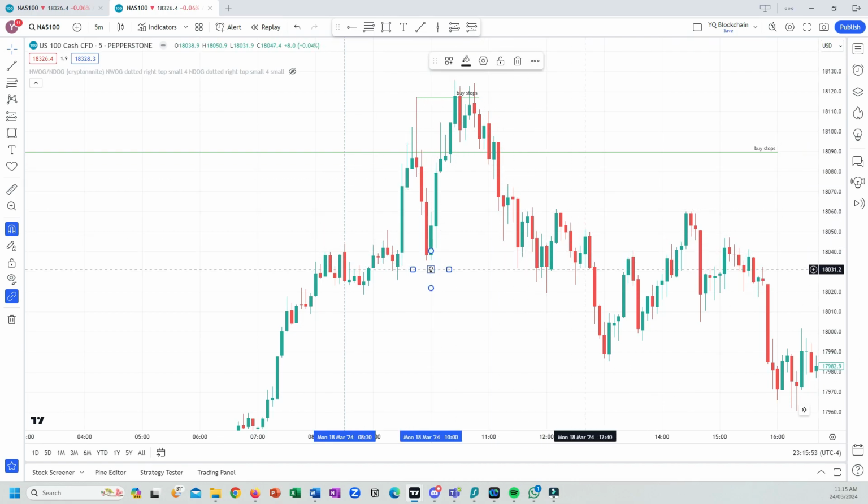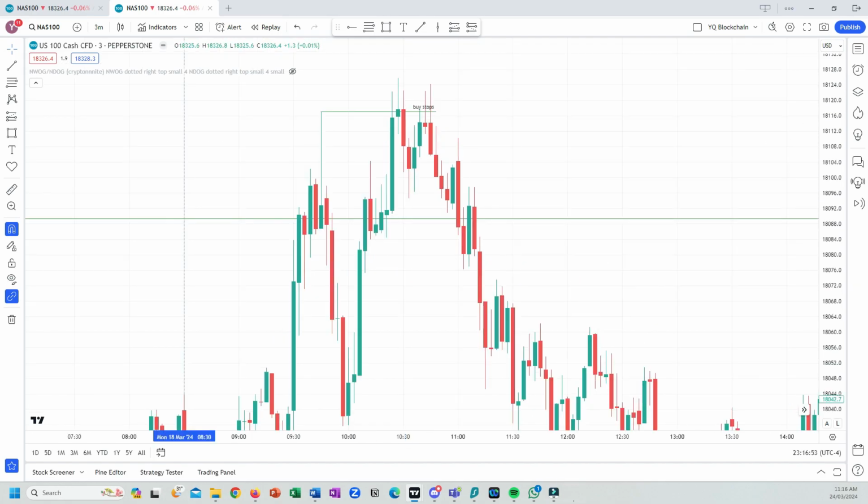Now in 5 minutes, I do not see anything yet. I will continue to the 3 minutes and 1 minute to see whether there is a smaller bearish market structure shift. If the market has taken out the buy side liquidity, I will see if there is a chance of the market reversing lower to attack the sell side liquidity in a higher time frame. So let's go into the 3 minutes.